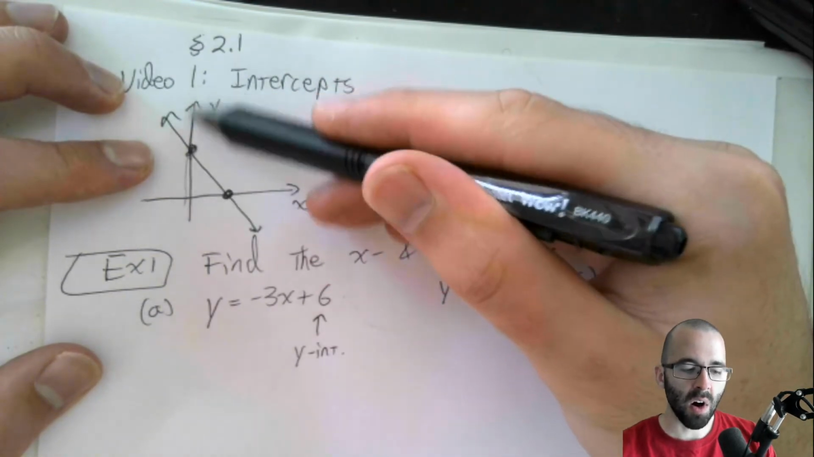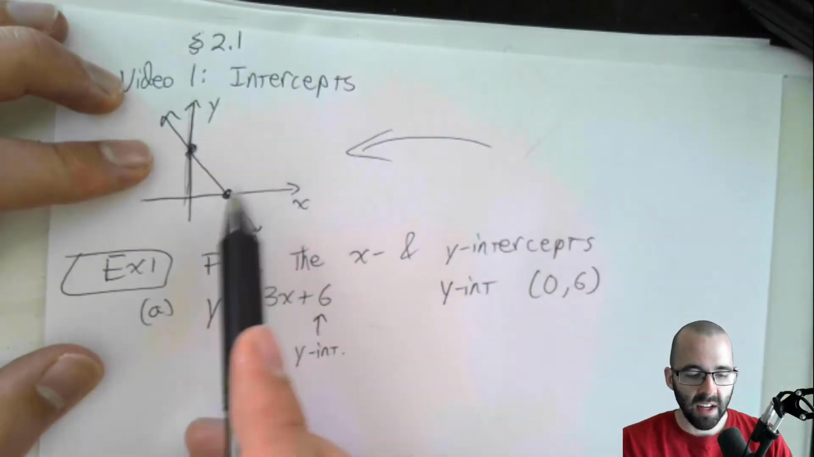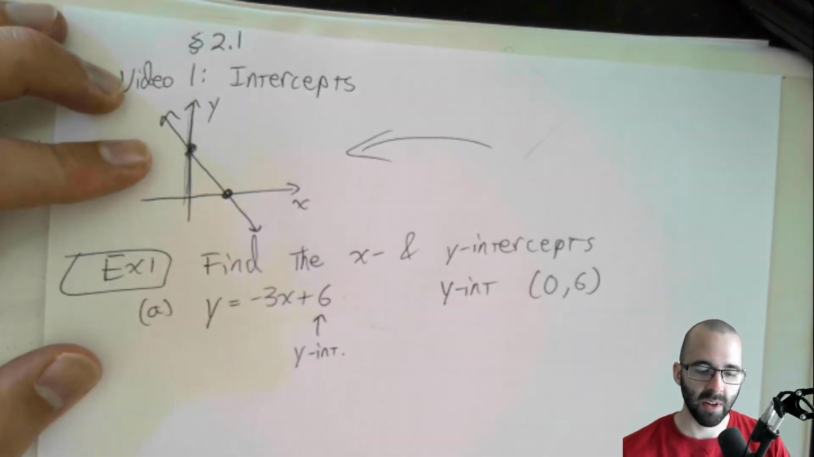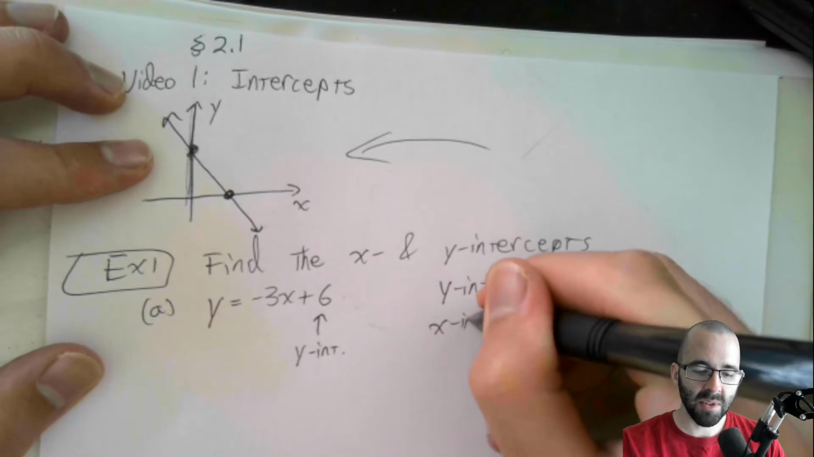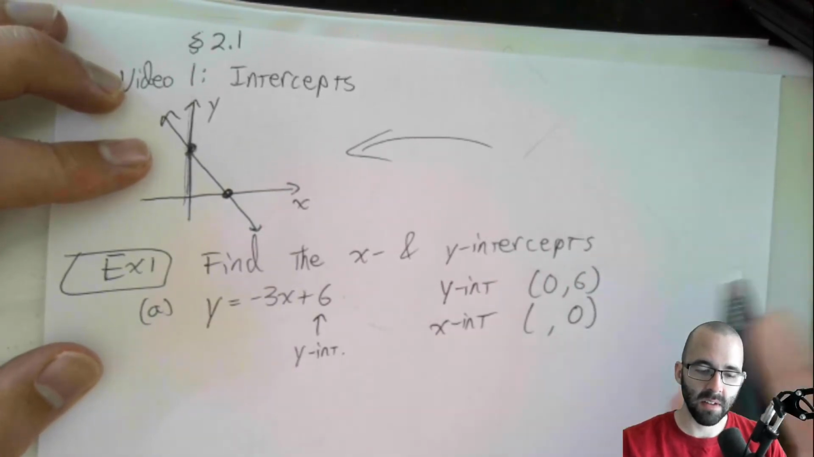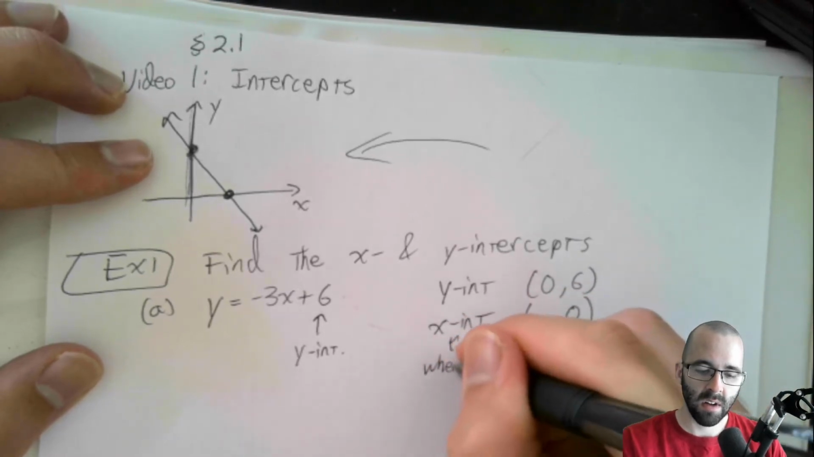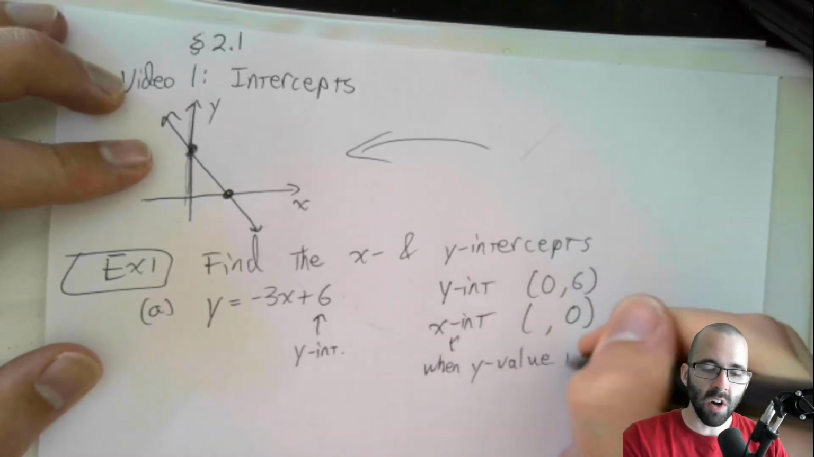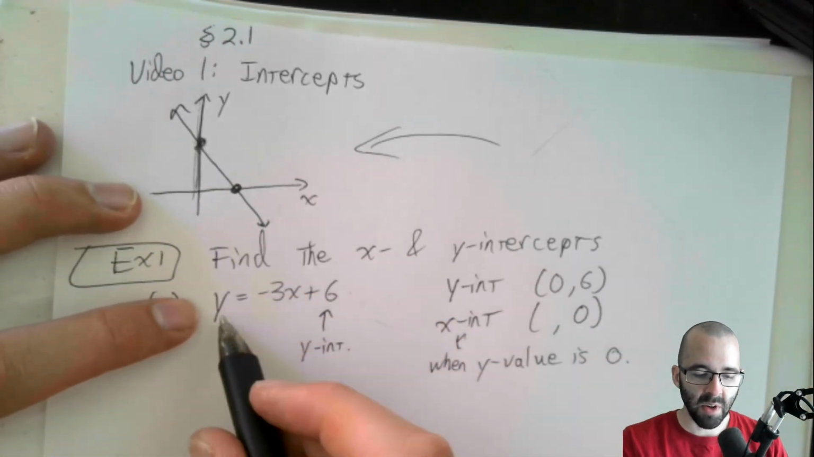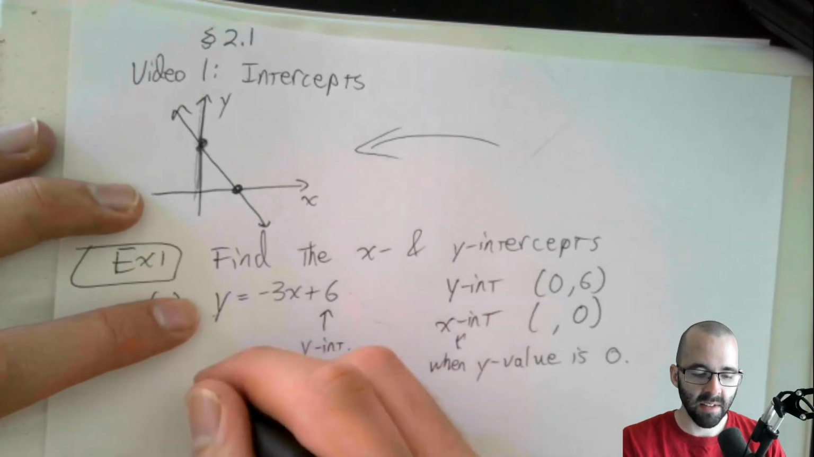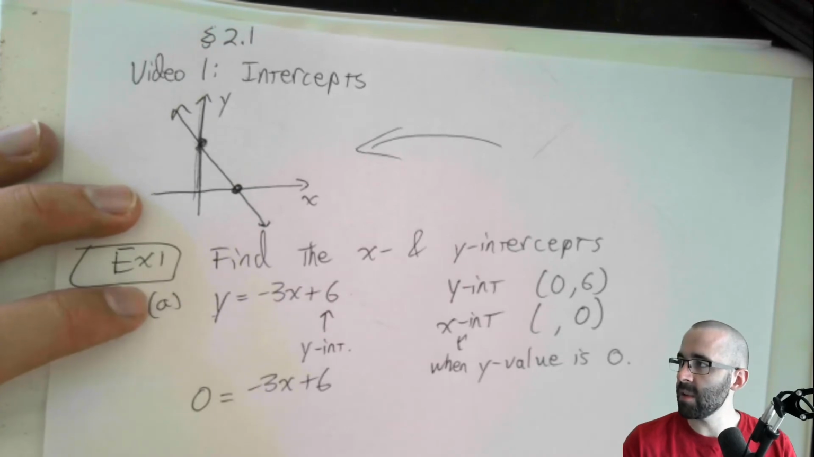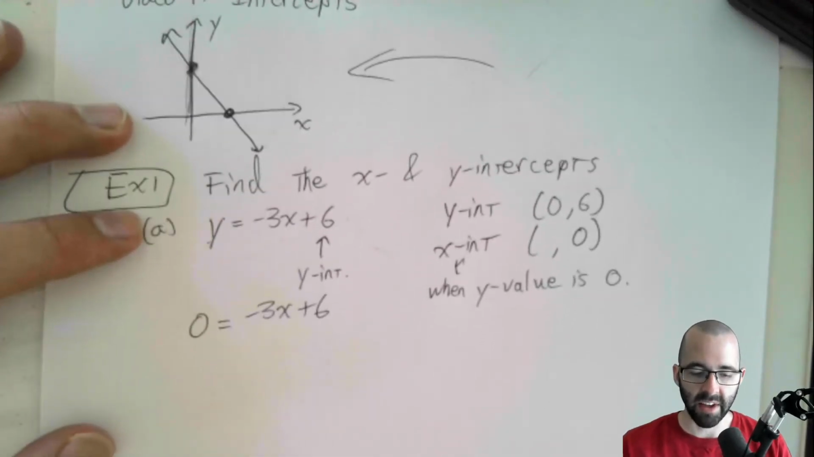The y-intercept will always have an x component that's 0. The x-intercept will always have a y component that's 0. So to find the x-intercept, that's when the y value is 0. All you do is plug that in. We have y equals negative 3x plus 6. Plug in 0 for y. We get negative 3x plus 6 equals 0. And now we just have to solve this.